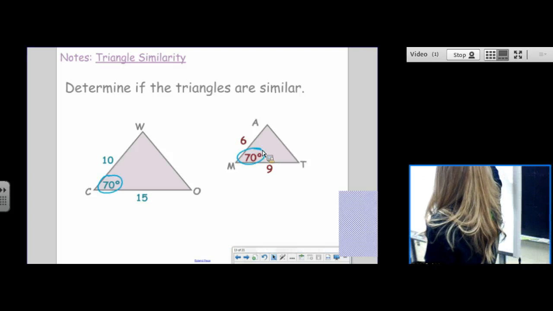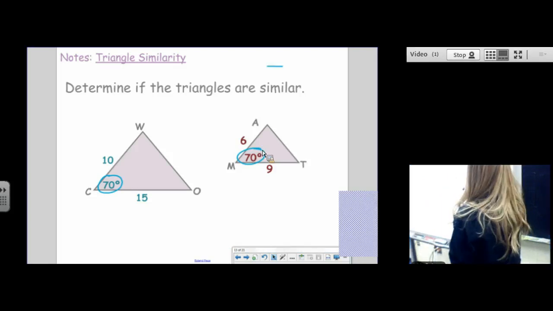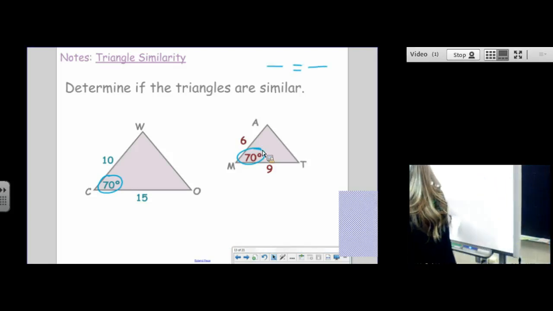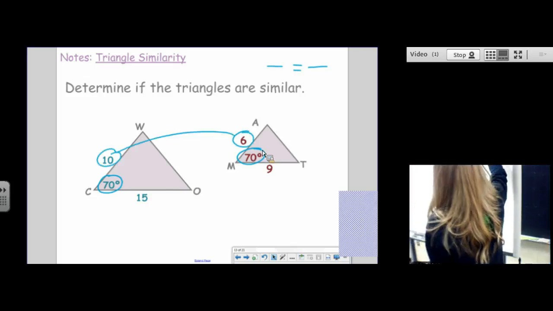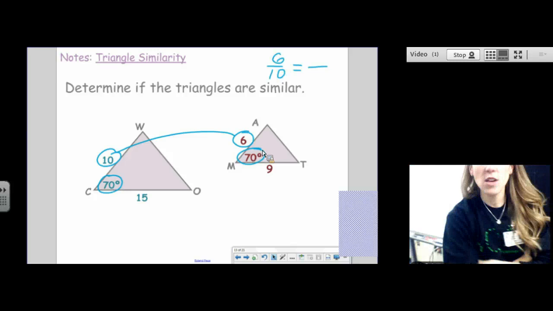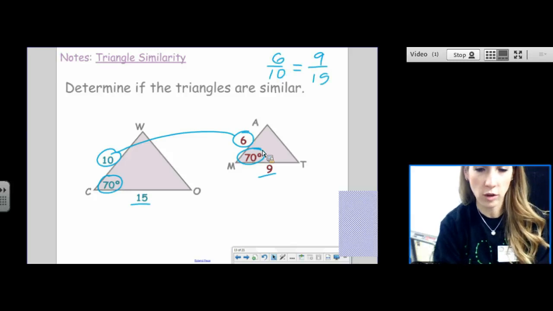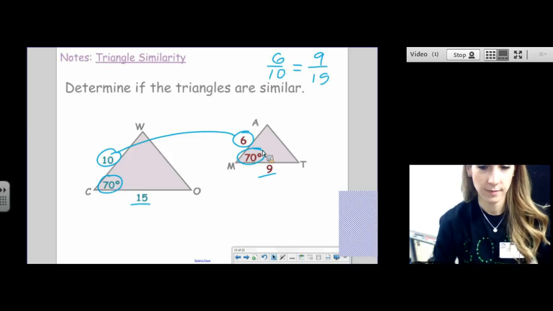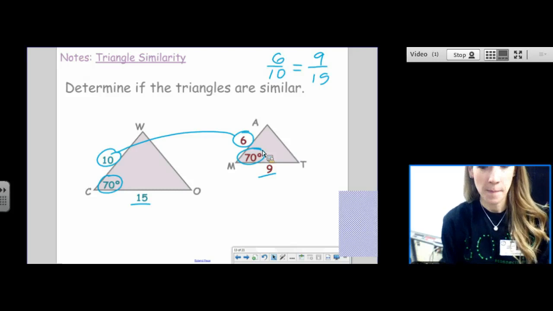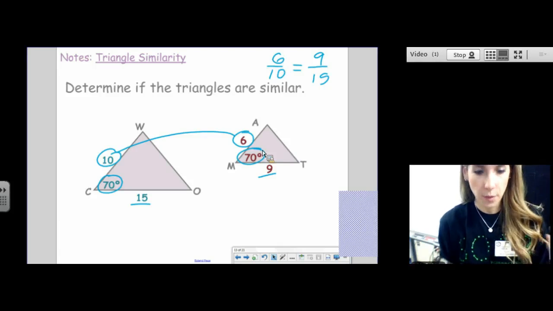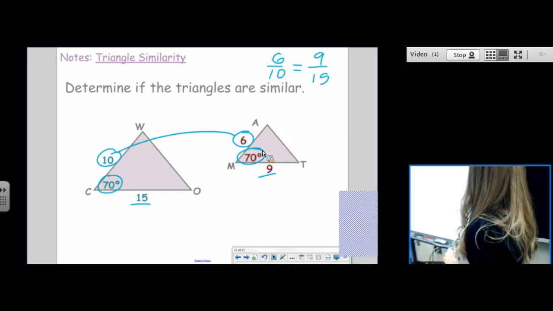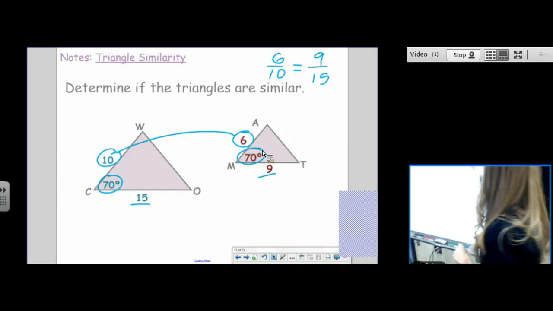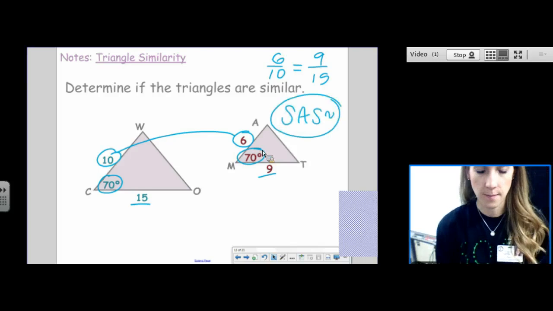Now we need to compare the sides: smallest over smallest and largest over largest. So here's the smallest side and the smallest side. 6 is to 10 as 9 is to 15. You need to see if that's true or not. Are those proportional or not? Yes, they both reduce to 3/5. Since they both reduce to 3/5, we can say these are similar, and they're similar by side-angle-side similarity.